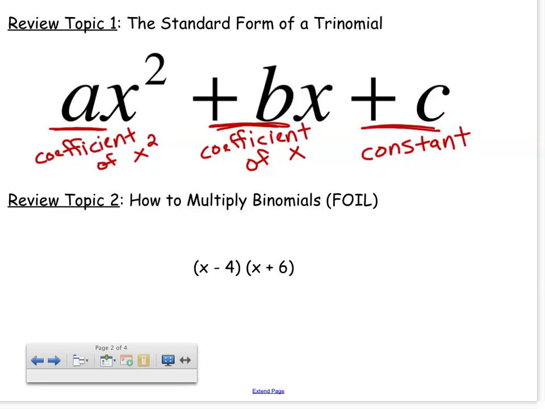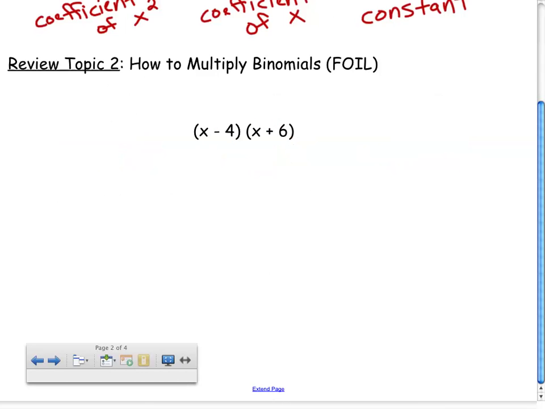The second topic I'm going to review quickly is how to multiply binomials, and in class, you probably learned a term called FOIL. Remember that FOIL is simply a short way of saying the distributive property. What it means is you're multiplying the first terms, then the outside or outer terms, then the inside or inner terms, and then the last terms.